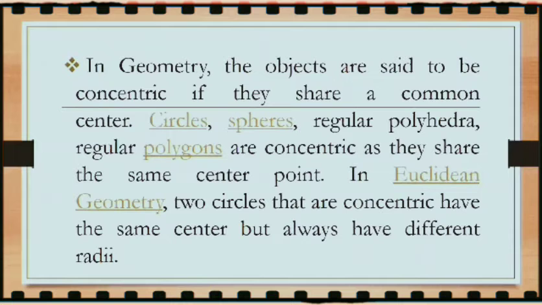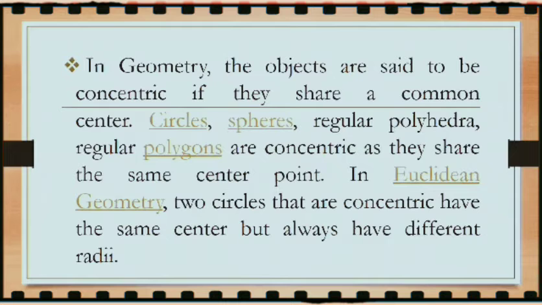In geometry, objects are said to be concentric if they share a common center, if they have the same center. Circles, spheres, regular polyhedra, and regular polygons are concentric as they share the same center point. In Euclidean geometry, two circles that are concentric have the same center but always have different radii.